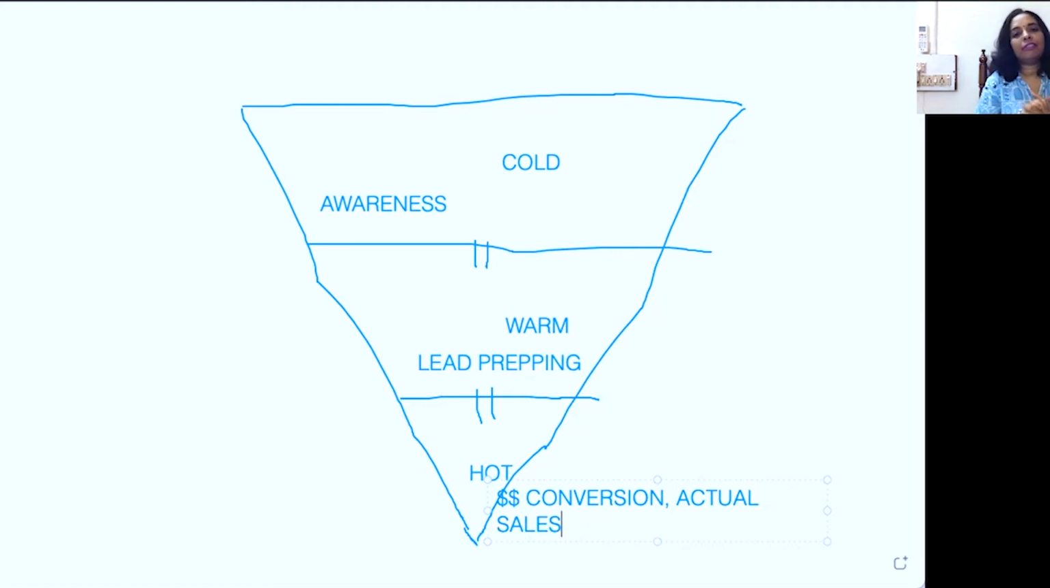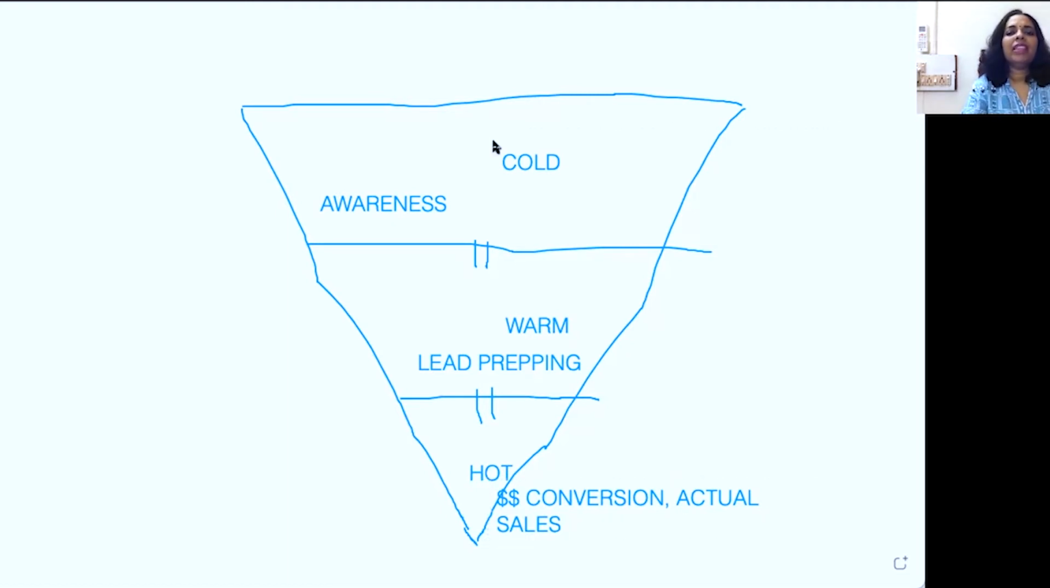Now, these are the different phases of the sales funnel. But as a real estate person or somebody who's involved in the real estate business, what are the different activities that you need to do so that you can start pushing people from one stage of the sales funnel to the next stage of the sales funnel? That is what we are going to discuss next.